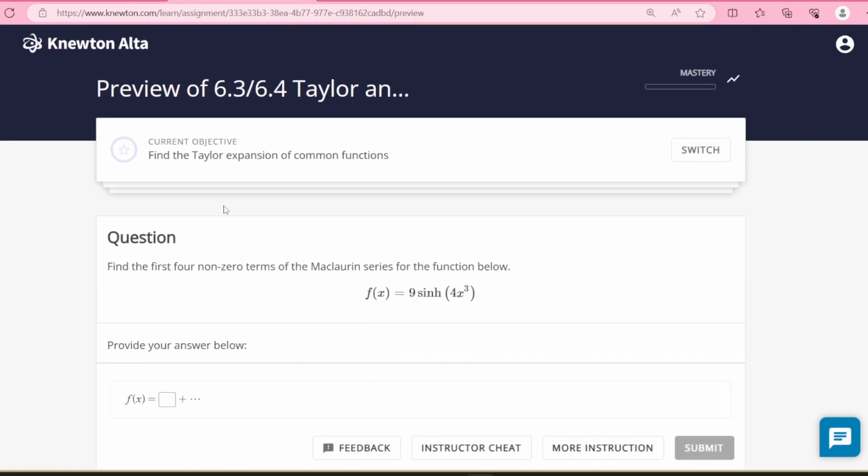Okay. So like I said, the only objective we're really working on here is find the Taylor expansion of common functions. All right. And we're asked here to find the first 4 non-zero terms of the Maclaurin series for the function below. Now this is f of x equals 9 times sinh, the hyperbolic sine function, of 4x cubed. So I'll explain briefly what the hyperbolic sine function, and there's also a hyperbolic cosine, sometimes referred to as sinh and cosh, are. And they're asking for the Maclaurin series, or at least the first 4 non-zero terms of the Maclaurin series.